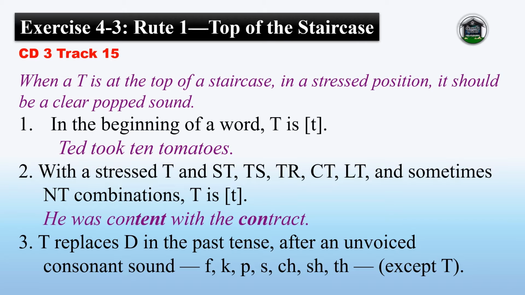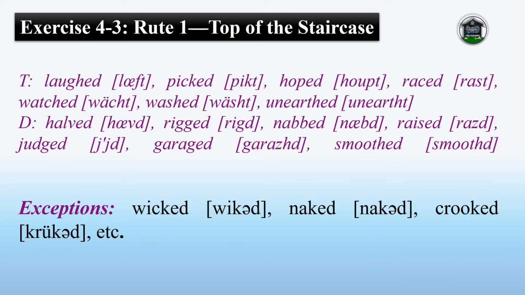3. T replaces D in the past tense after an unvoiced consonant sound: F, K, P, S, CH, SH, S, except T. T: laughed, picked, hoped, raced, watched, washed, unearthed. D: halved, rigged, nabbed, raised, judged, garaged, smoothed. Exceptions: wicked, naked, crooked, etc.